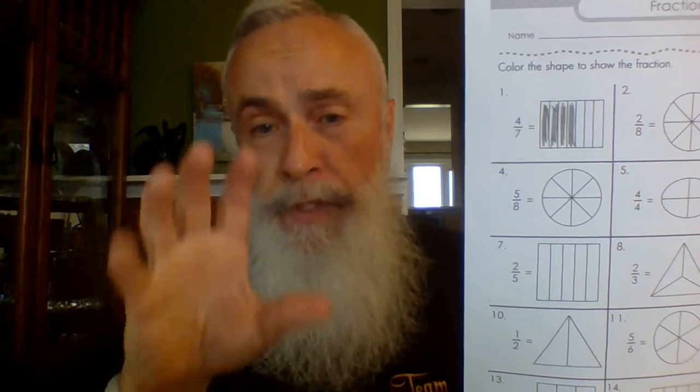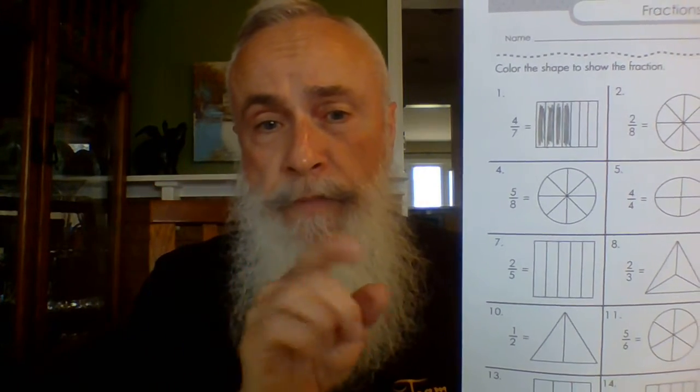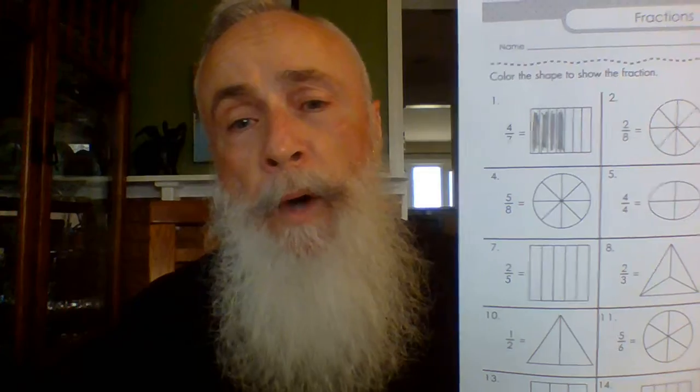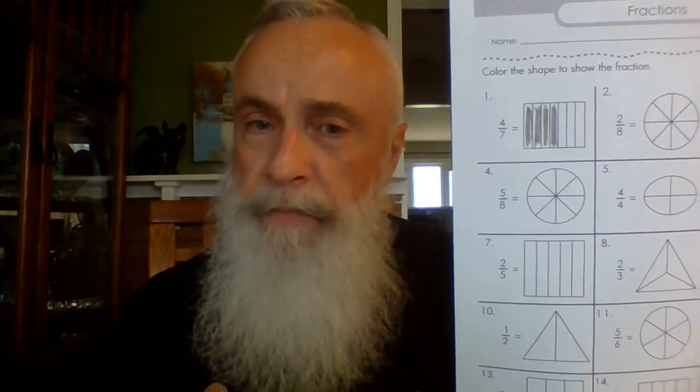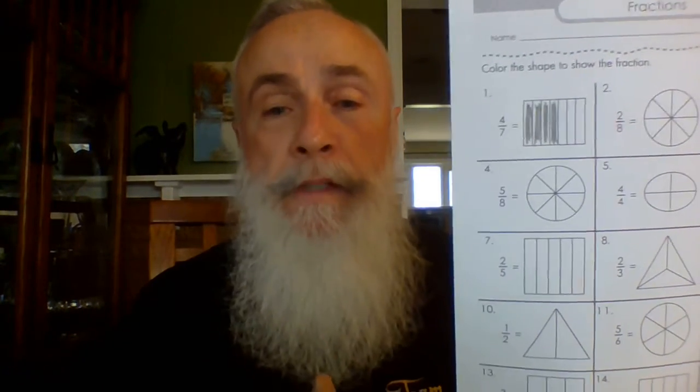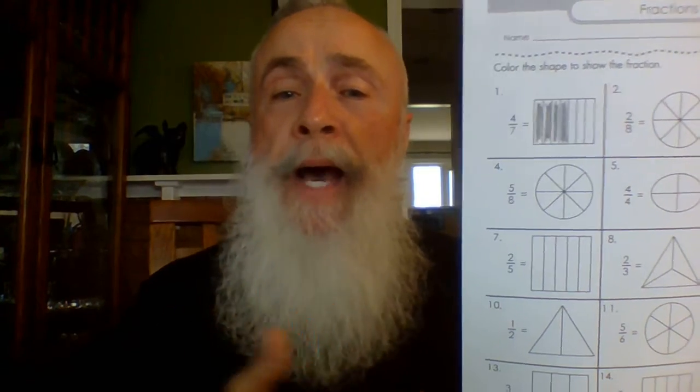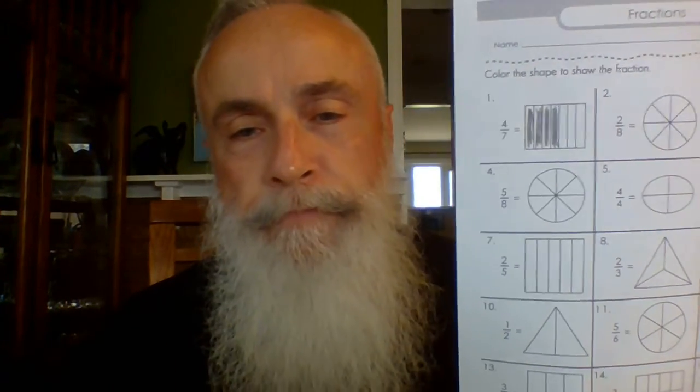7 is the whole thing that's split up into different sections. 4 are what we're talking about. If this was pieces of gum, I had 7 pieces of gum. I gave 4 of them away. I gave 4/7, 4 out of 7 of my sticks of gum.